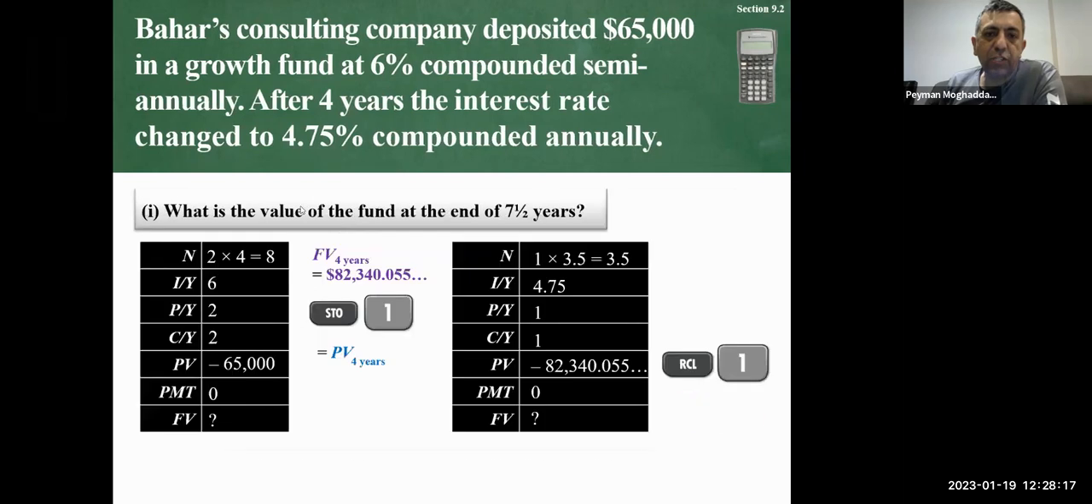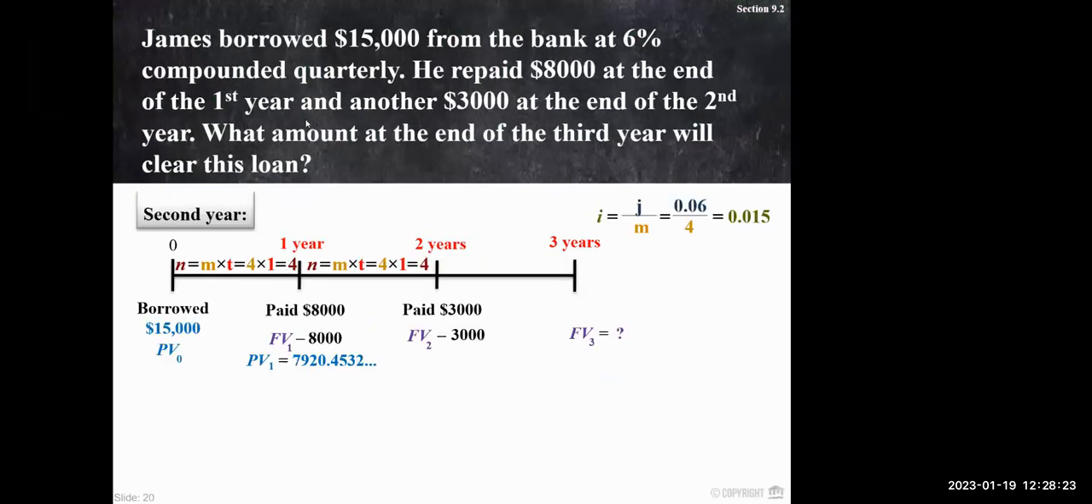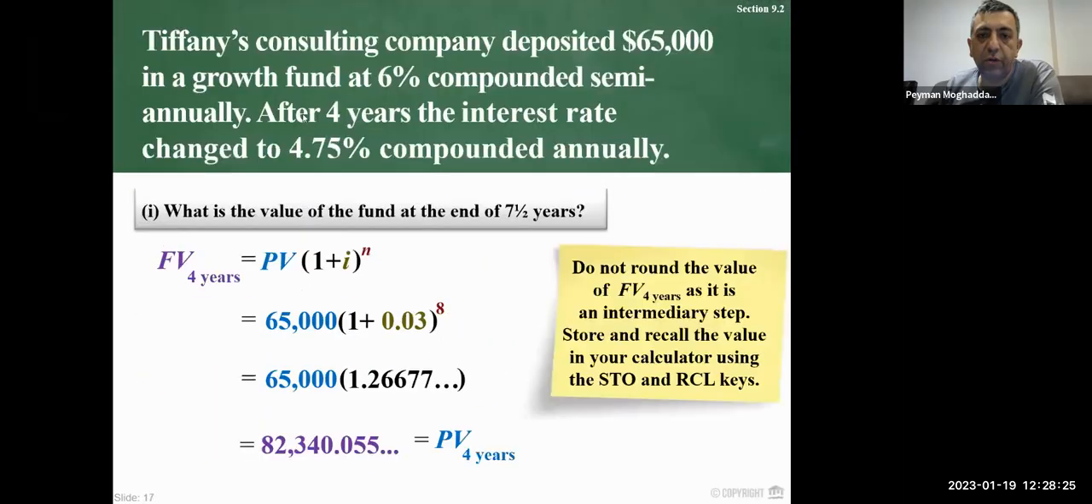You mean this question? Yes, please. Oh, this is the same question as this guy, right? So this is the same question as this guy, but we solved it with the calculator. Yeah, here, Tiffany company. The same thing. Tiffany company, but this is the same question that we explained before, right? It's just Bahar instead of Tiffany.